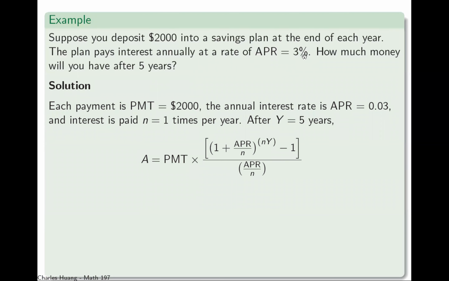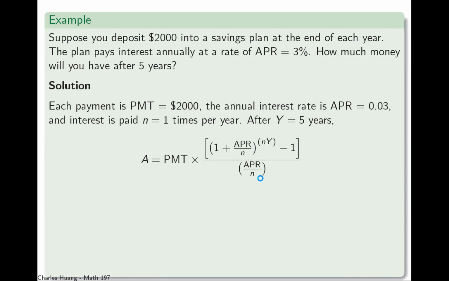The APR is 3%, but remember, whether it was the section before in 4B in compound interest or this section in 4C, whenever we talk about the rate in percentages, when we do the calculation, we have to change the percentage into the decimal form. We will divide the 3 by 100 to get to 0.03. Interest is paid once a year, in this case, compounded annually. So n is equal to 1.